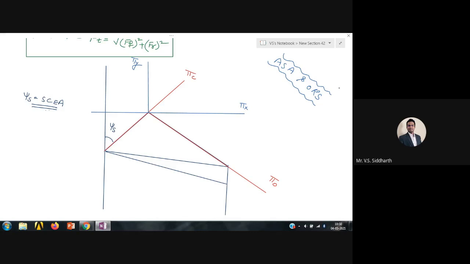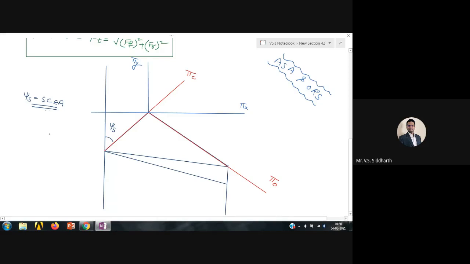Tell me. What change should I make to this diagram such that my ASA and ORS tool signature both become the same? They both should coincide. Both the planes should coincide with one another. What diagram change do I have to make? Quickly, you have to tell me.